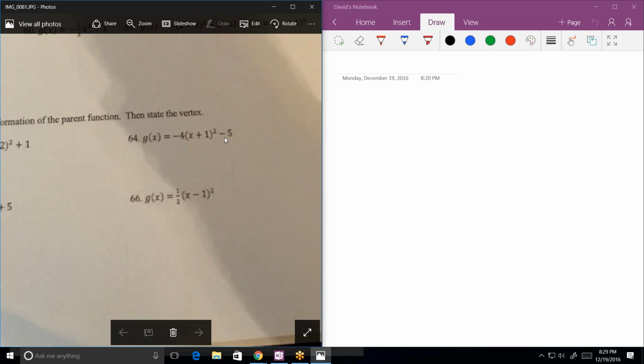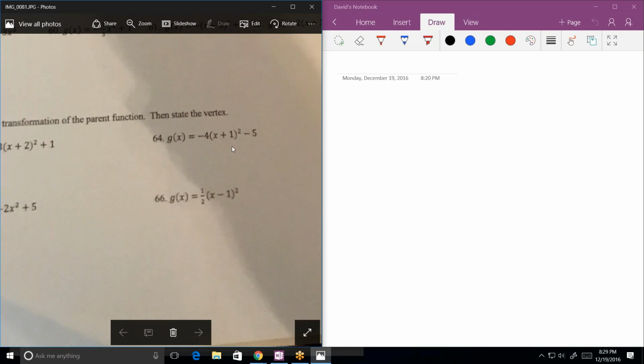Or up 5. Why did I say right? Yeah, my bad. Well, it's not up 5 either. Whoa, it's down 5. Gosh. Yeah, thank you. What's the vertex? And then the vertex would be -1, -5. Okay.